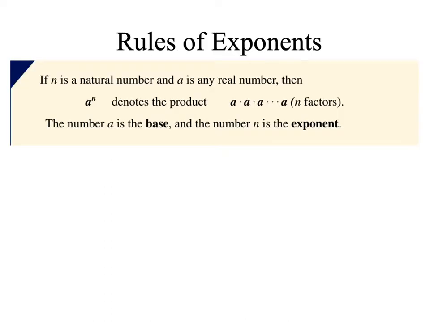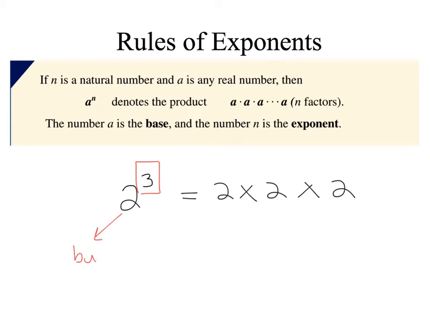So a quick review about the rules of exponents. Exponents, when written as something like 2 to the third power, tell us how many times the base number has been multiplied. So in this case, the exponent is 3. So that's telling us that we have 2 times 2 times 2. The 2 here is our base, and the 3 is our exponent. So the 3 tells us how many 2's to multiply together.